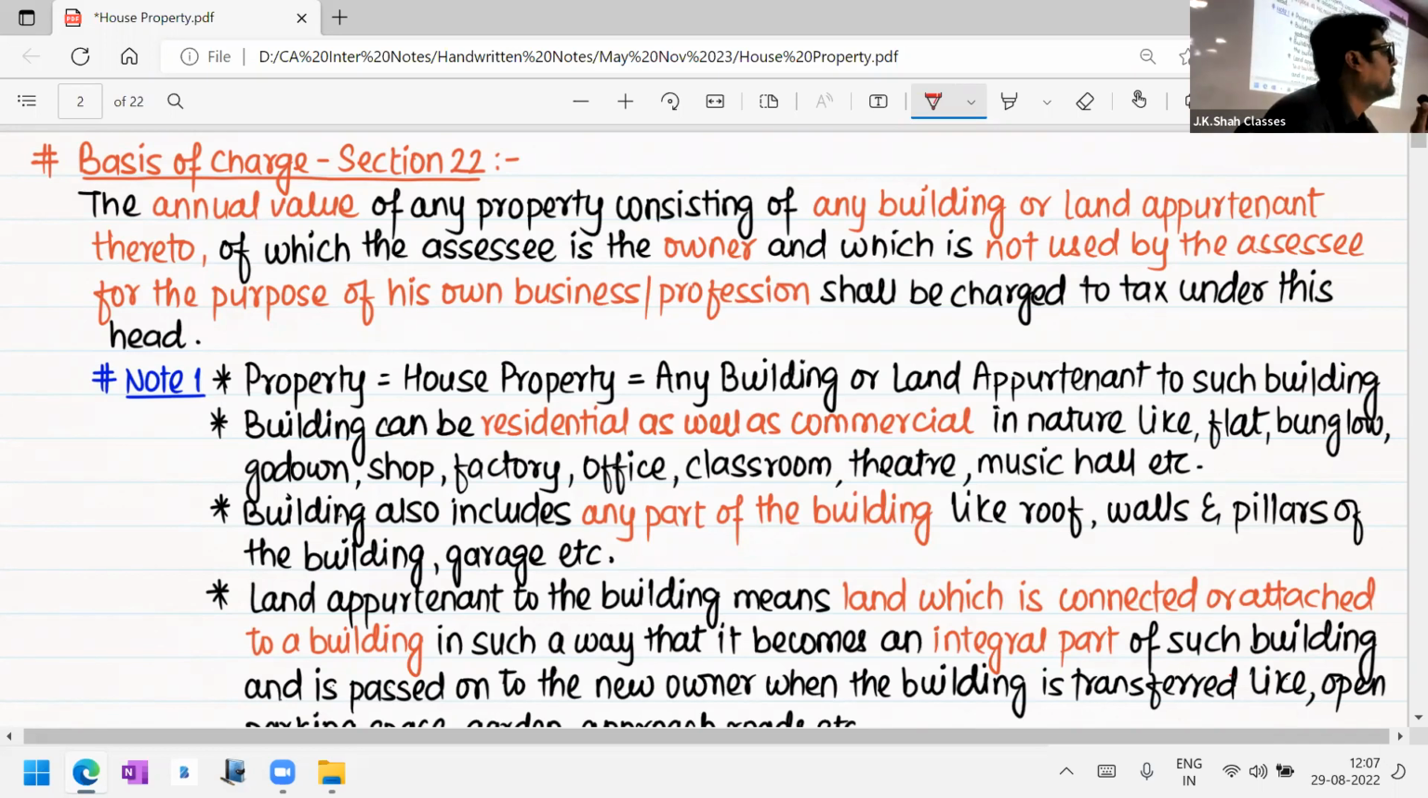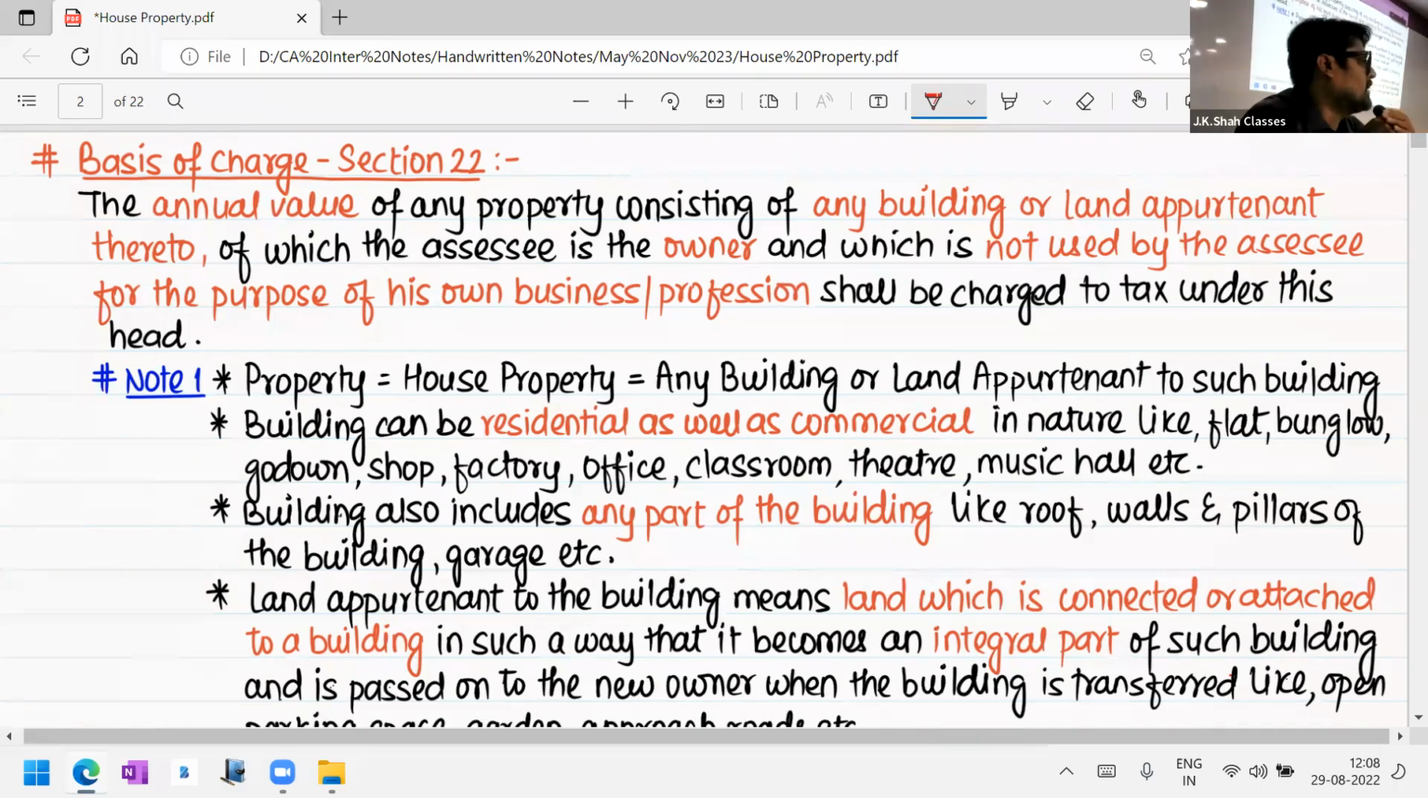What do you mean by building? Four walls and a roof. A structure with four walls and a roof. That structure is nothing but a building. It can be residential, it can be commercial. Any type of building is a house property. Now, for example, the house in which you live, is it a house property? Yes. The flat in which you live, is it a house property? The bungalow in which you live, is it a house property? Yes, sir. Everyone, yes, sir.